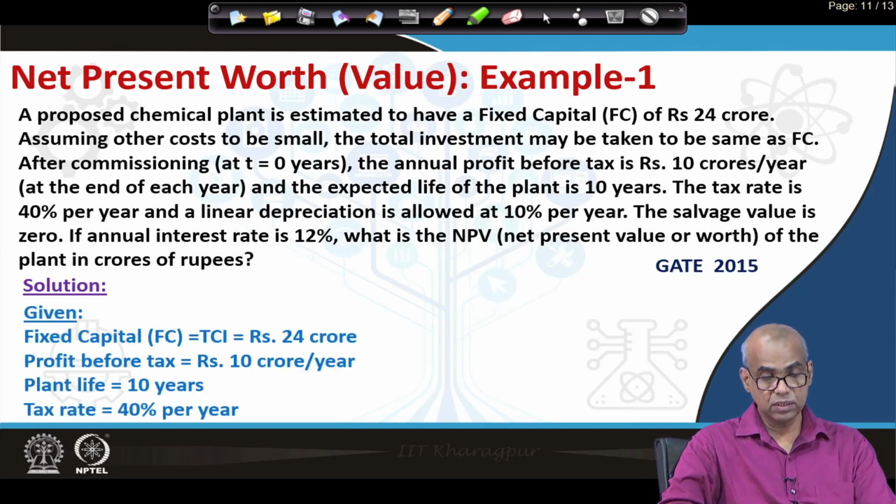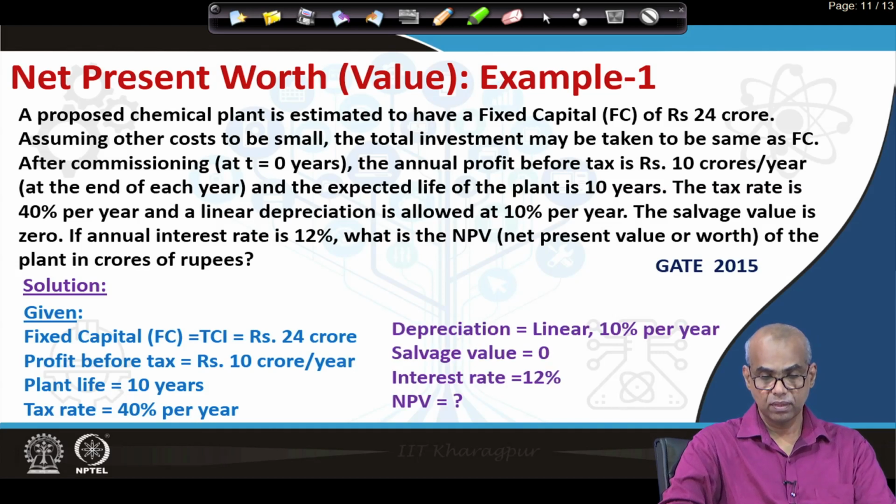So, let us first see what information is given. Fixed capital, which is also the same as the total investment for the plant, is given as 24 crores rupees. Profit before tax is 10 crore per year, plant life is given as 10 years, tax rate is 40% per year. Depreciation is linear and charged at 10% per year. There is no salvage value, 0. Interest rate is 12%, and we have to compute the NPV, net present value.